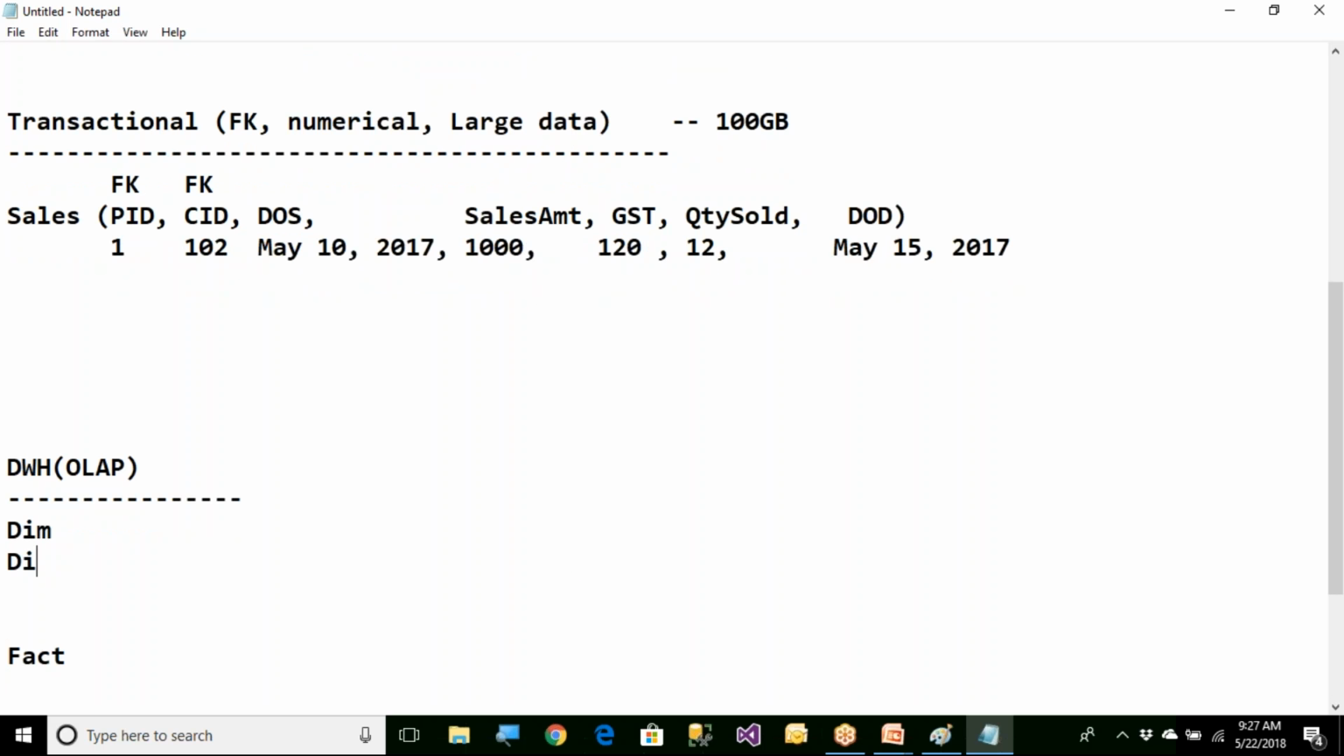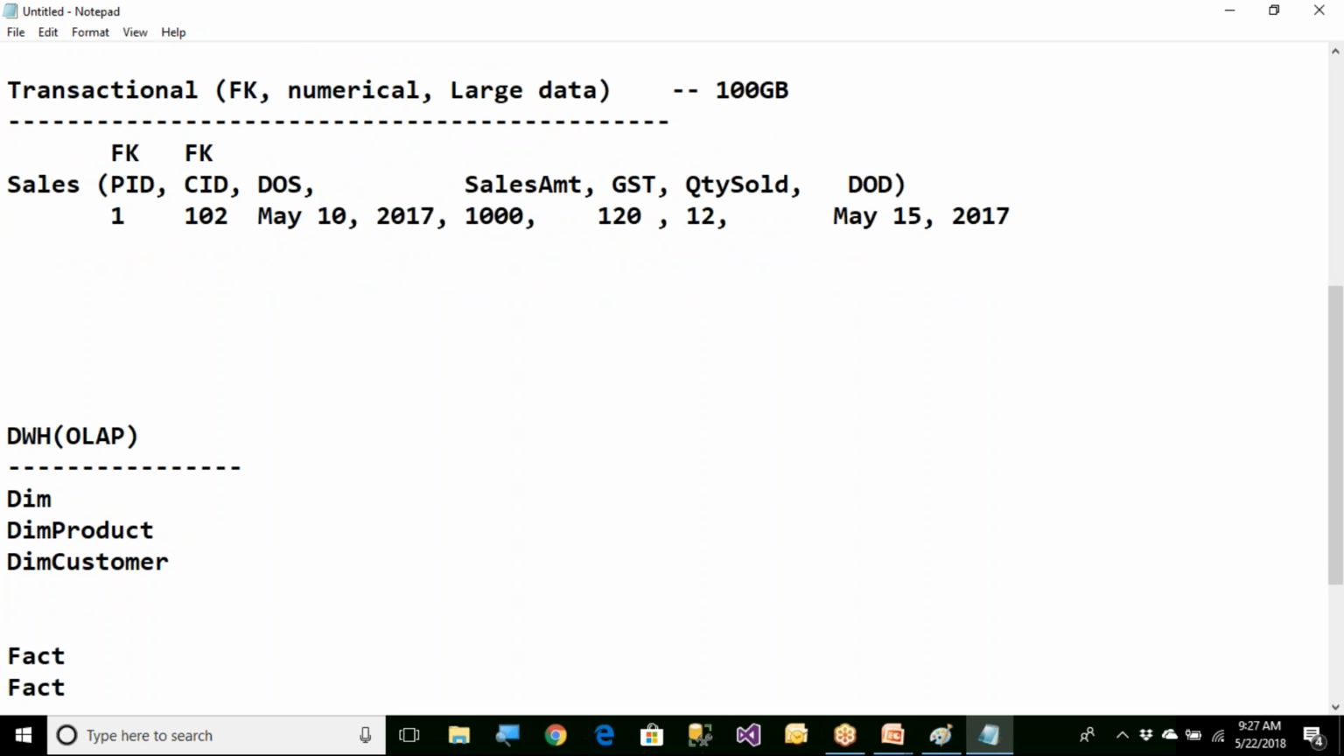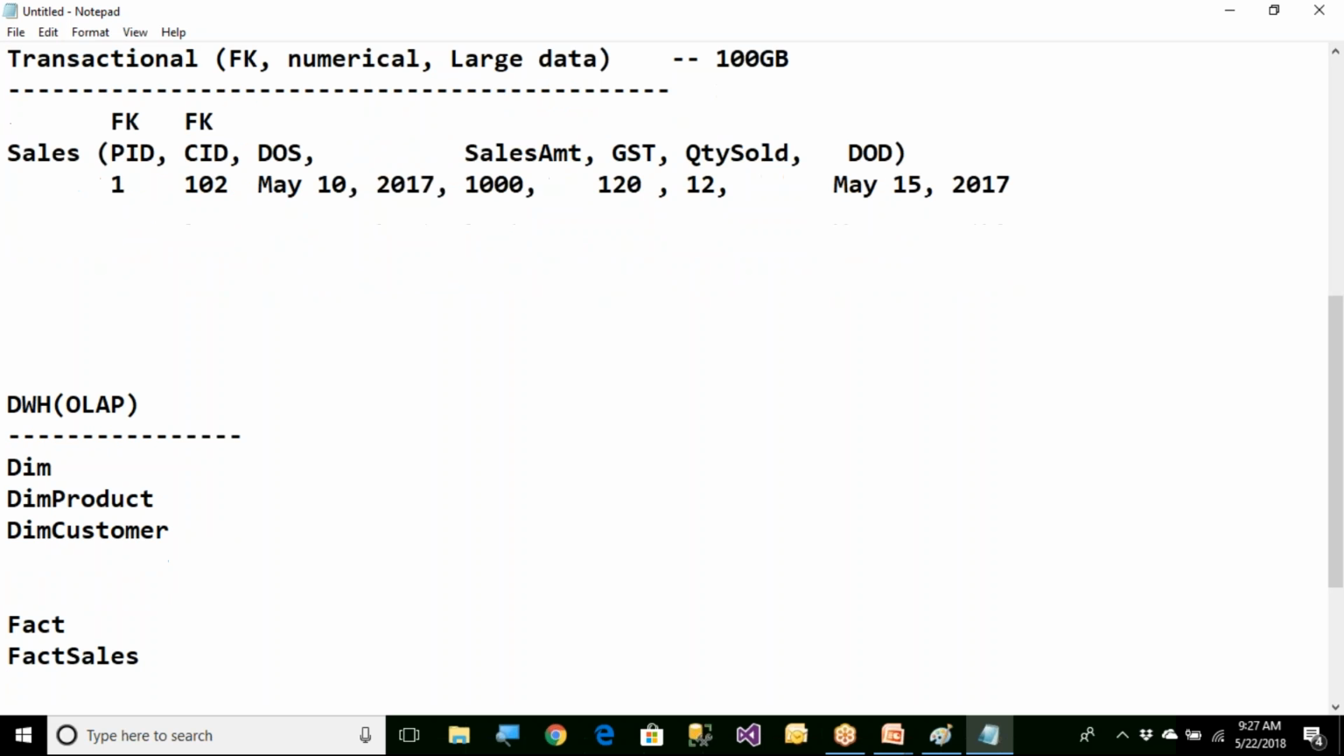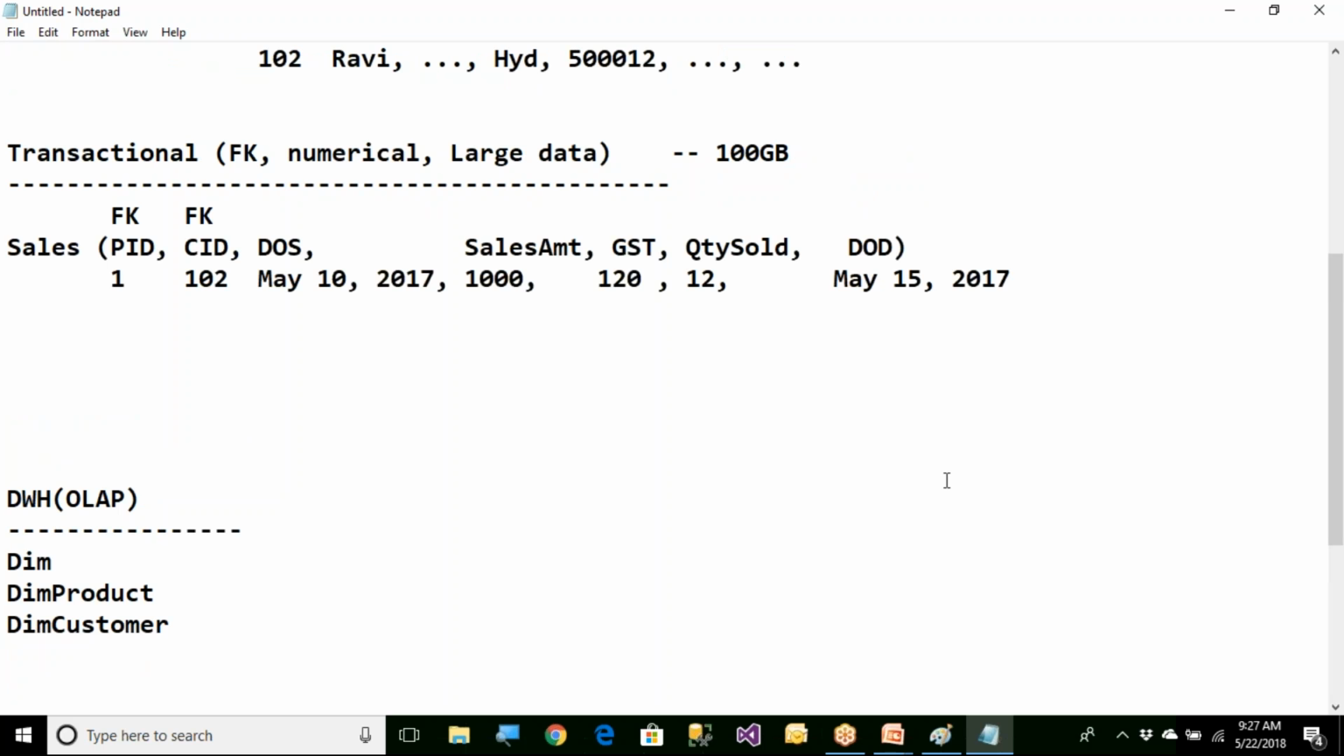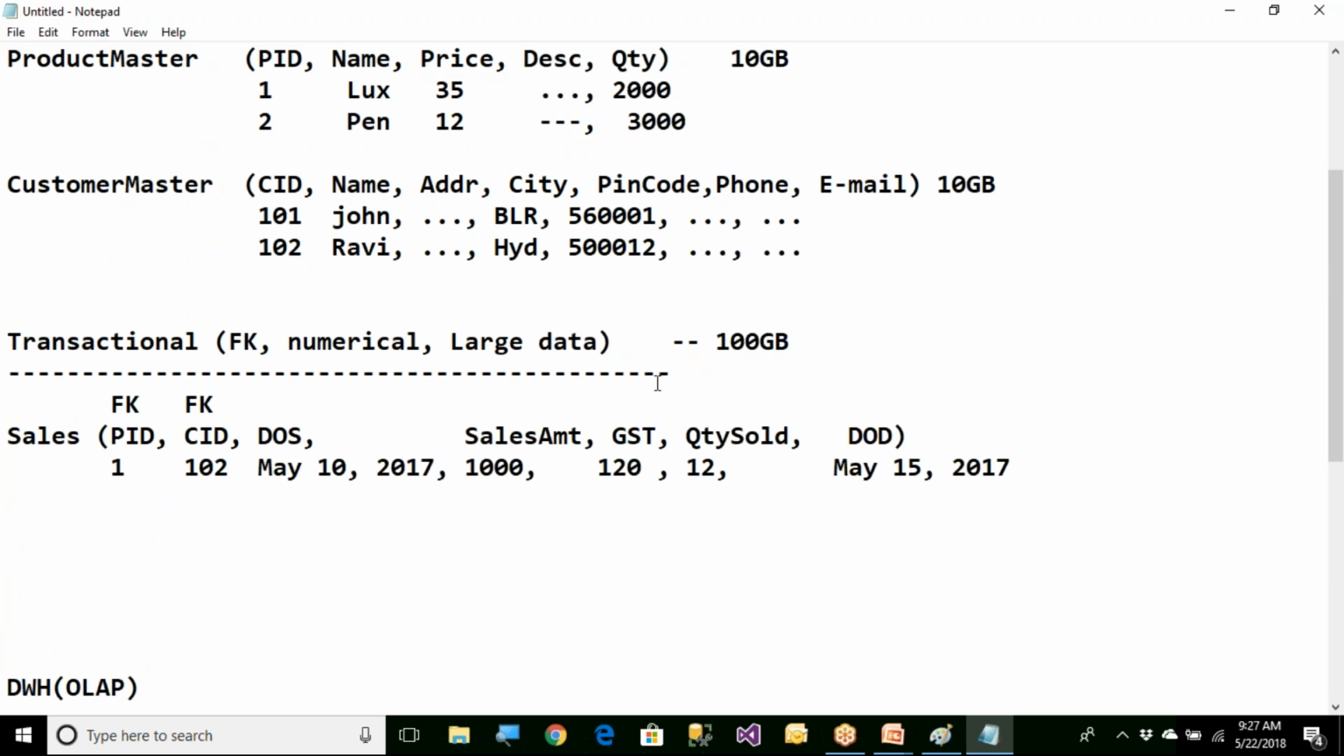Now you have a dim product table, a dim customer table, and a fact sales table. Only one fact table we have here. For example, I have a customer who belonged to Bangalore, and he belonged to Hyderabad.